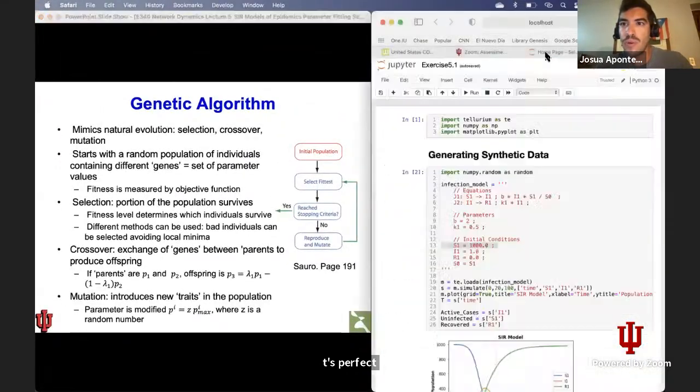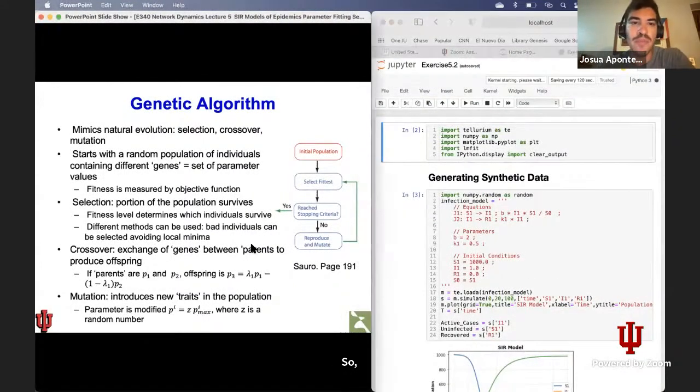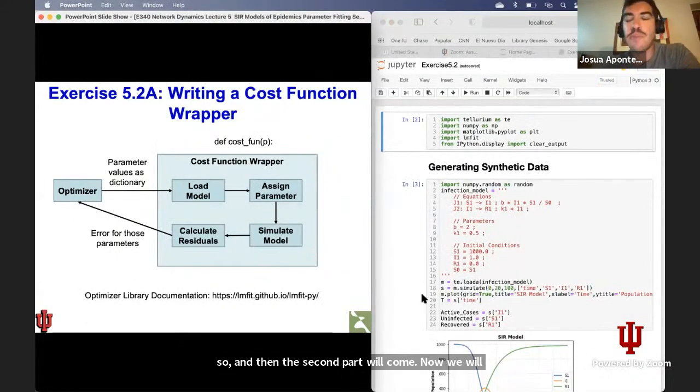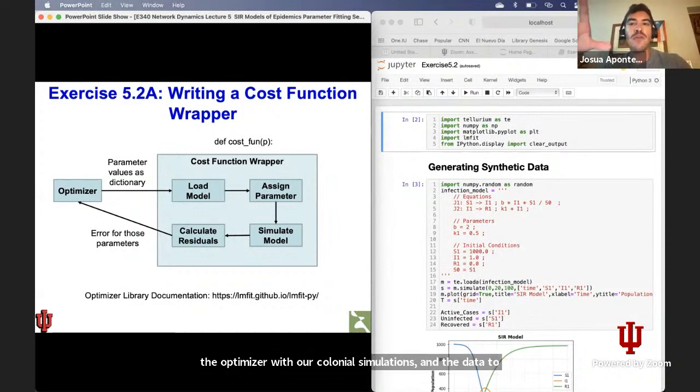In this second part, we will refer to exercise 5.2, and again, the relation between the optimizer and the cost function. But the idea is that now we need to somehow connect the optimizer with our tellurium simulations and the data to be able to run the optimizers, right?